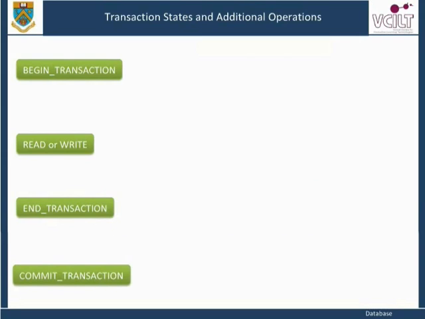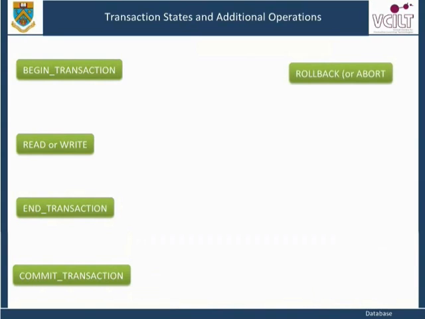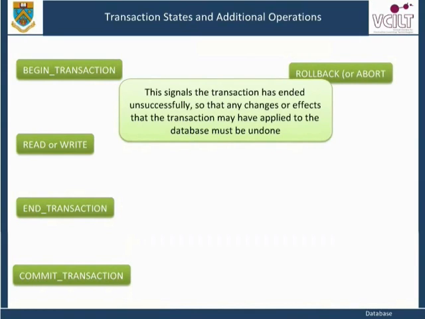Commit transaction. This signals a successful end of the transaction so that any changes or updates executed by the transaction can be safely committed to the database and will not be undone. Rollback or abort. This signals the transaction has ended unsuccessfully so that any changes or effects that the transaction may have applied to the database must be undone.